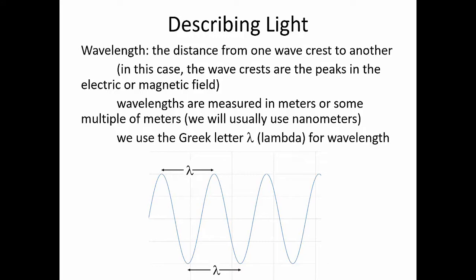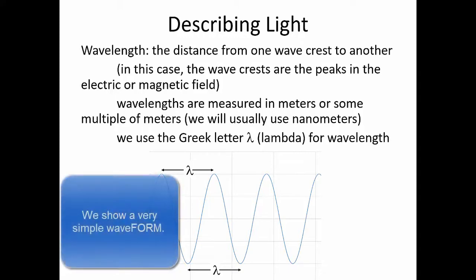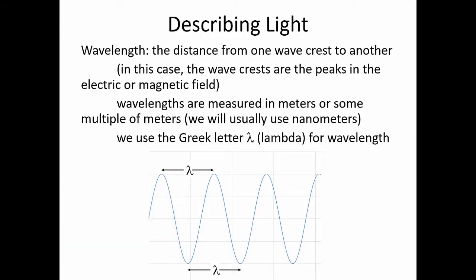Here's a sketch. When we show things like this, we almost always show a very simple wavelength. This is something called a sine wave, and it looks very simple. In general, waves can be much more complex than that, particularly sound waves, but it'll still have some kind of repeating pattern, and the wavelength is the distance from one place on the pattern to when that same place happens to repeat. It's easiest just to look at the crests and the distance between those.